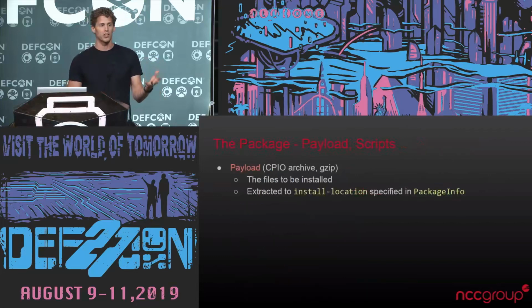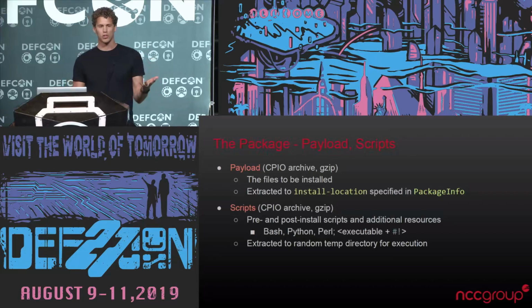Now we have these compressed archives. These archives are actually cpio archives that have been gzip compressed. The payload includes all those files that are going to be installed that are listed in the bill of materials, and the installation process here is actually just extracting this archive into the install location specified in the package info.